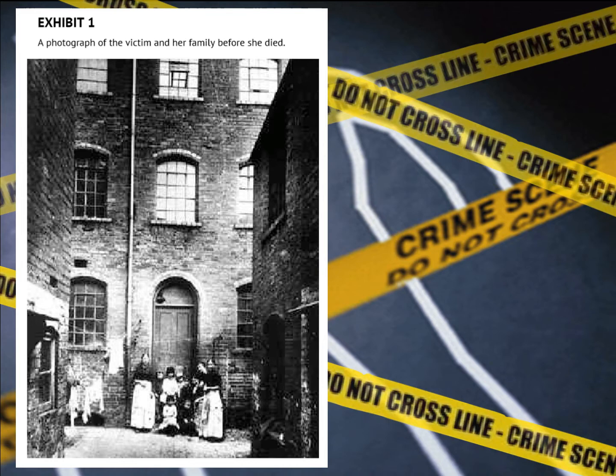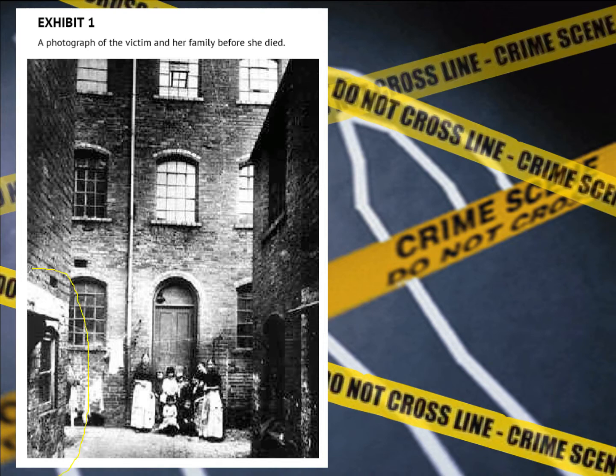So piece of evidence number 1. This is a photograph of the victim and her family taken about 4 or 5 days before she died. You can see that she lives in very cramped conditions, which probably means that it is slum housing, so there'll be lots of different families living there, and it might not be the most clean and tidy of spaces.